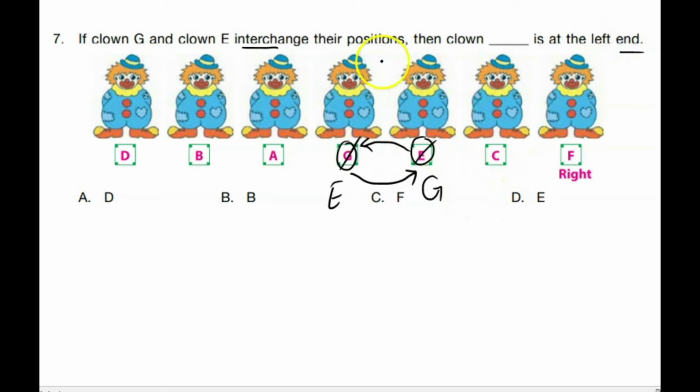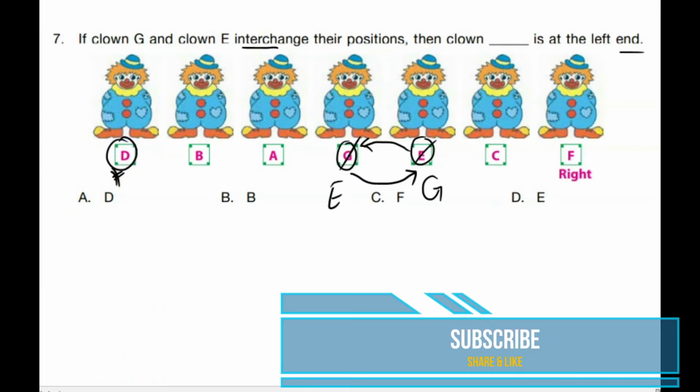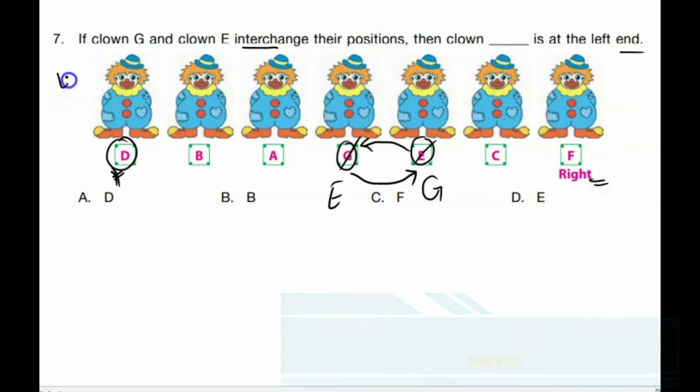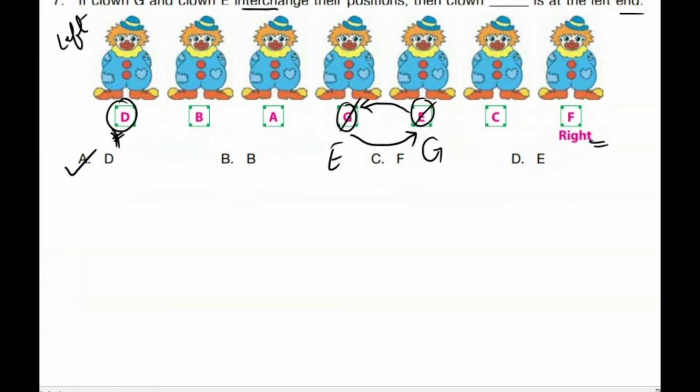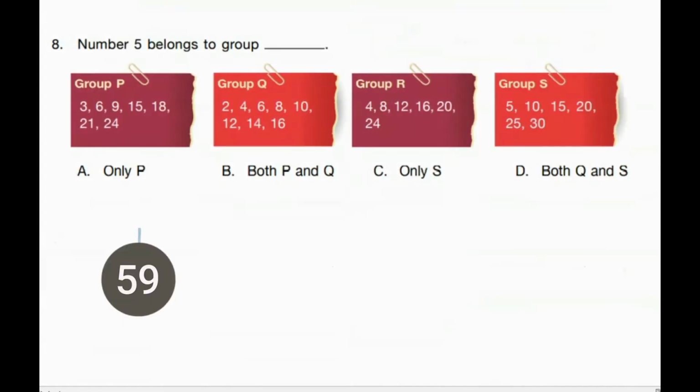See, whatever interchange we have made in the middle, the left end is not affected by that. So left end still is having D. This is the right end, so this one will be the left end. Left end is still having D at left. So option A is the correct answer for question number 7. Question number 8.